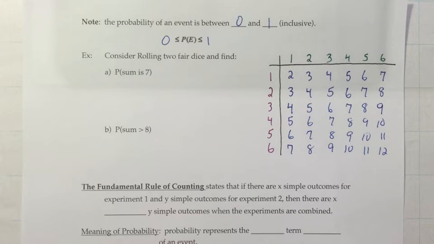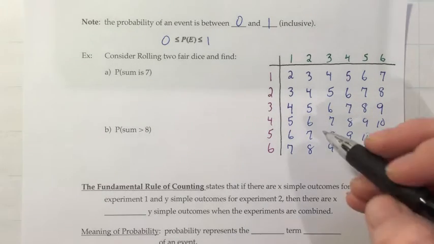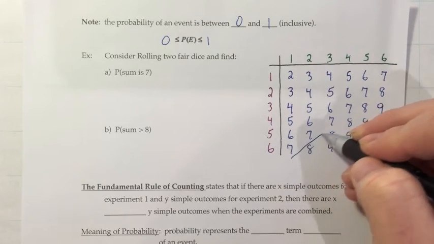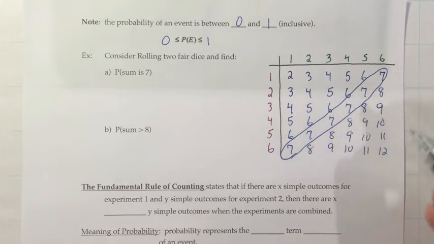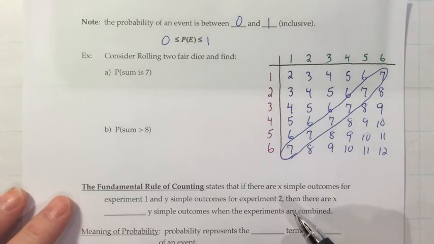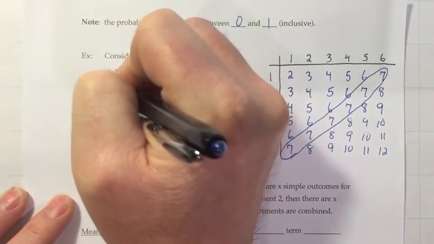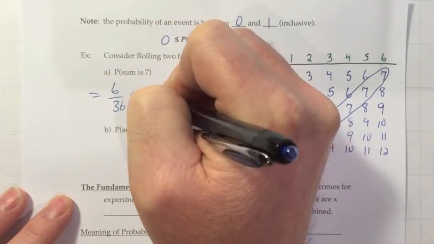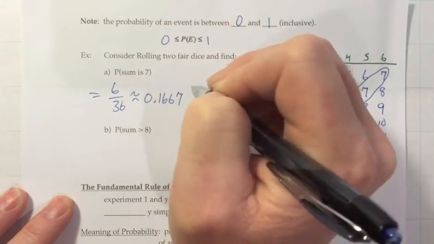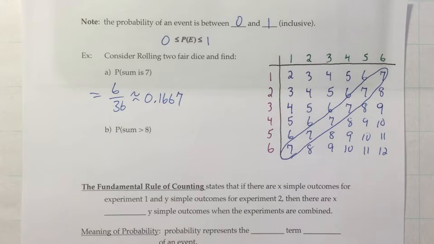And now if we start looking at the questions that we were asked, what's the probability the sum is 7? There are 6 ways right here that you can get that 7 out of 36 different possibilities. So the answer there is 6 out of 36, which is approximately 0.1667 or 16.67%. And if you figured that out without making that chart, that's pretty impressive.